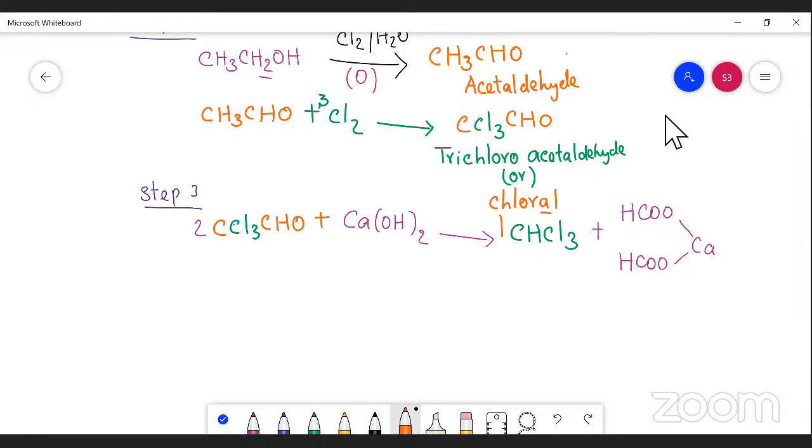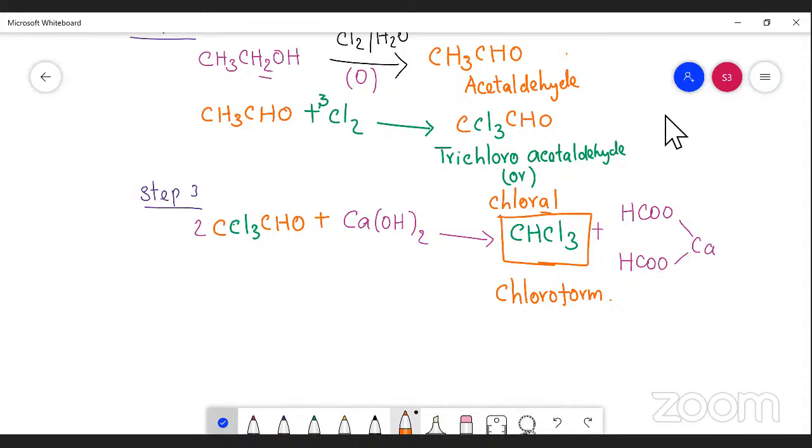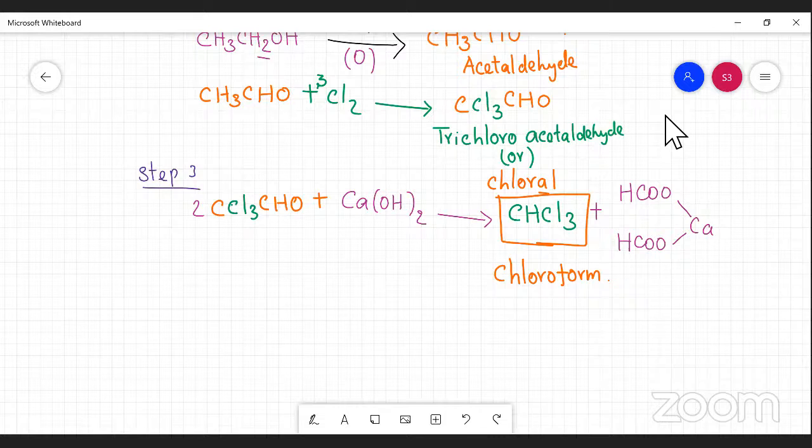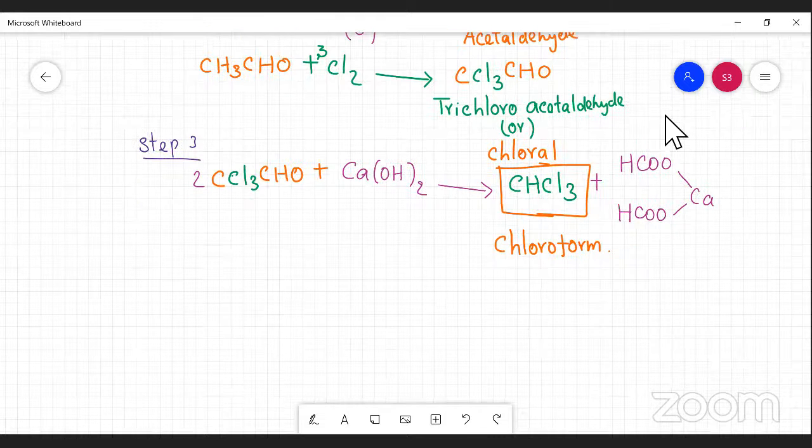So we may get chloroform. So chloroform is prepared by taking ethyl alcohol and bleaching powder. And next, we may take the physical properties of chloroform.